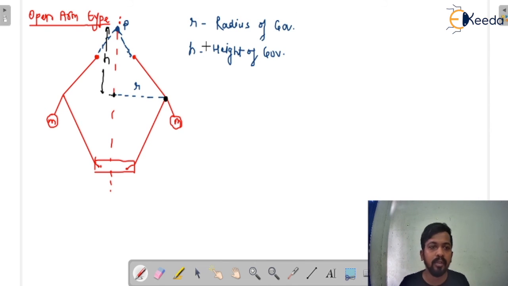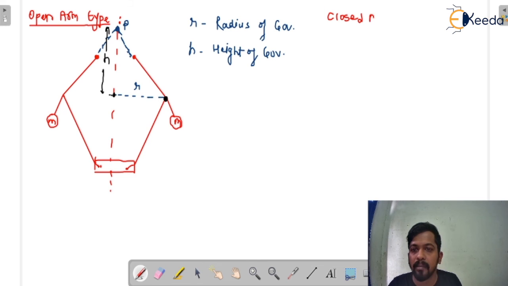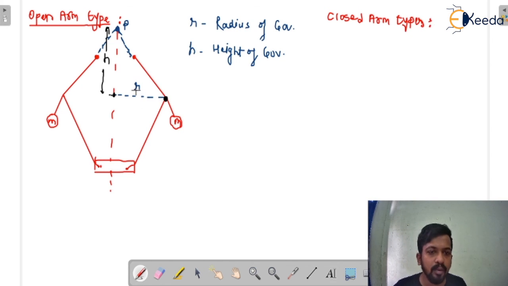Now if I'm going to draw the next, that is the closed arm type. How does the closed arm type look? Because questions may come on the basis of the closed arm type. In the open and the closed arm type, we just need to see what r is and what the height of the governor is. When you extend this, you will get the height of the governor from here.